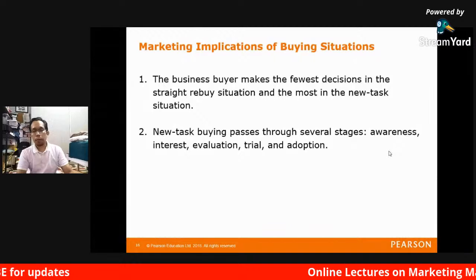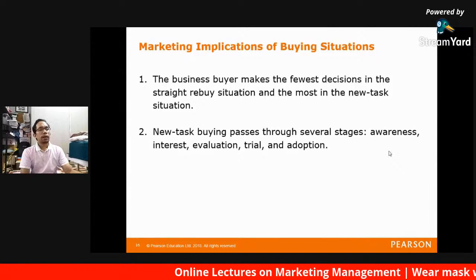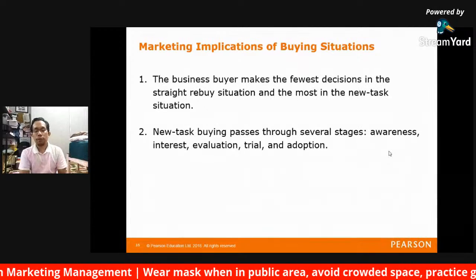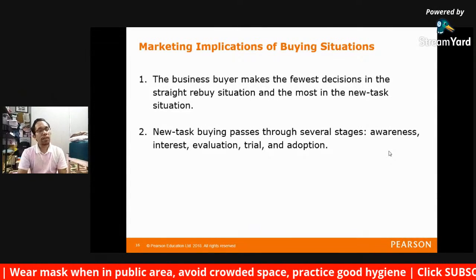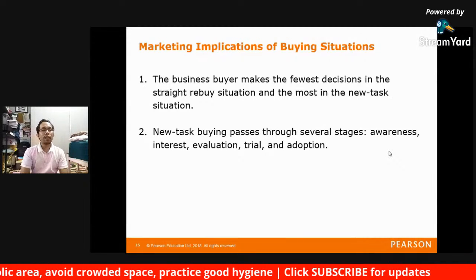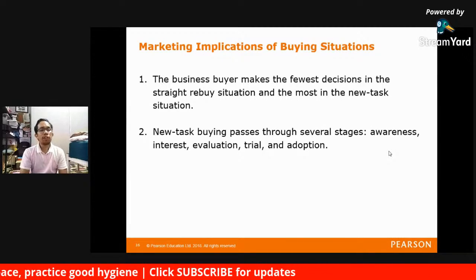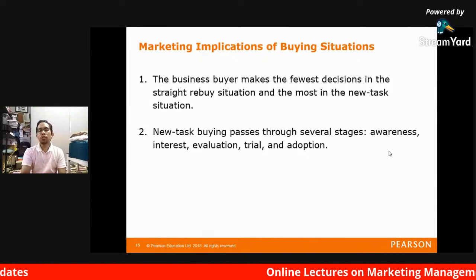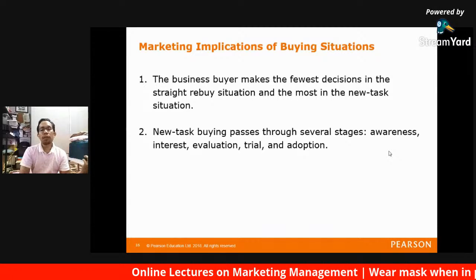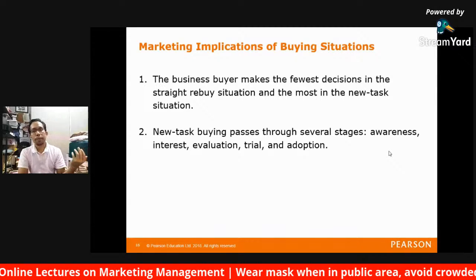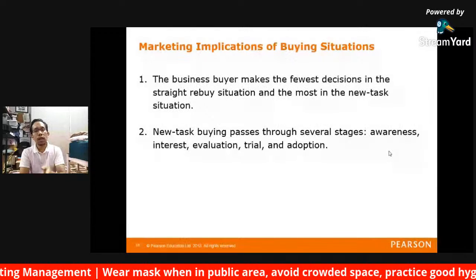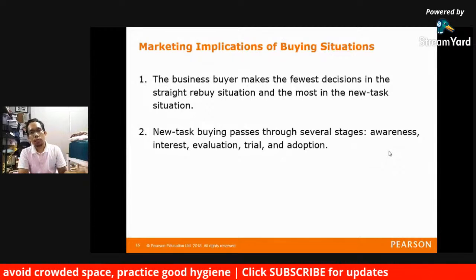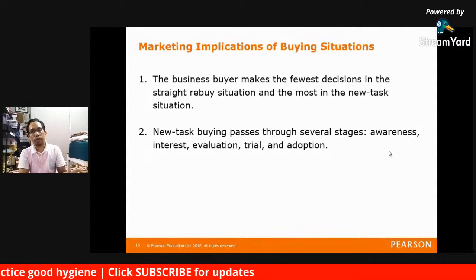Okay, marketing implications of the buying situation. What are the implications from this buying process? The business buyer makes the fewest decisions in the straight rebuy, and the most in the new task. I have already mentioned to you, straight rebuy means you just follow whatever has been contracted for the last period. However, for a new task, you need to go to the beginning of the process. You need to go one by one.